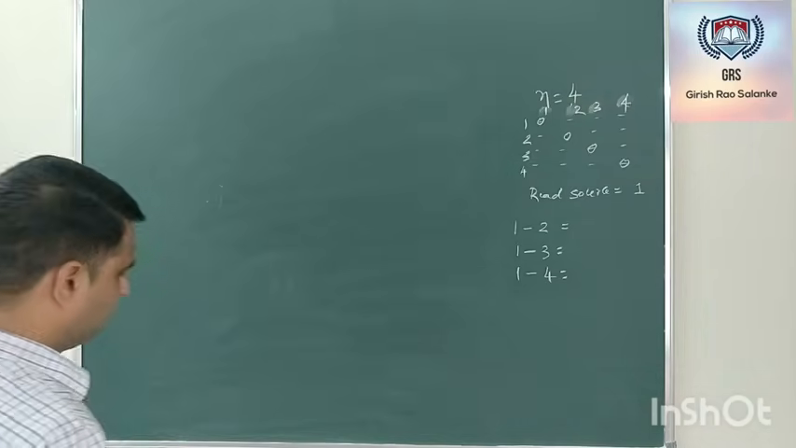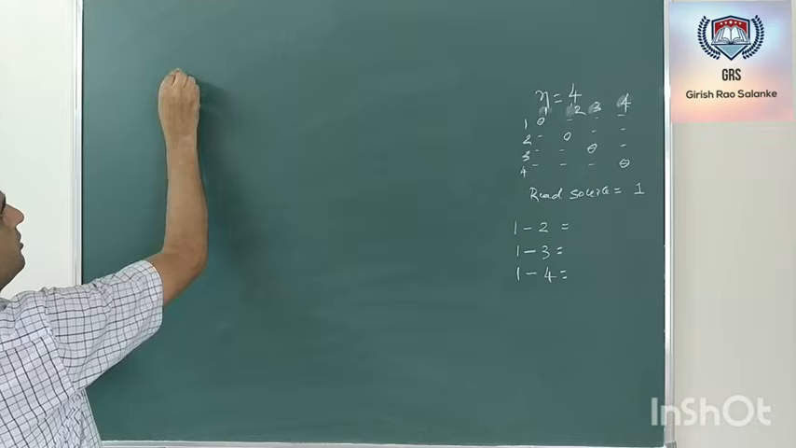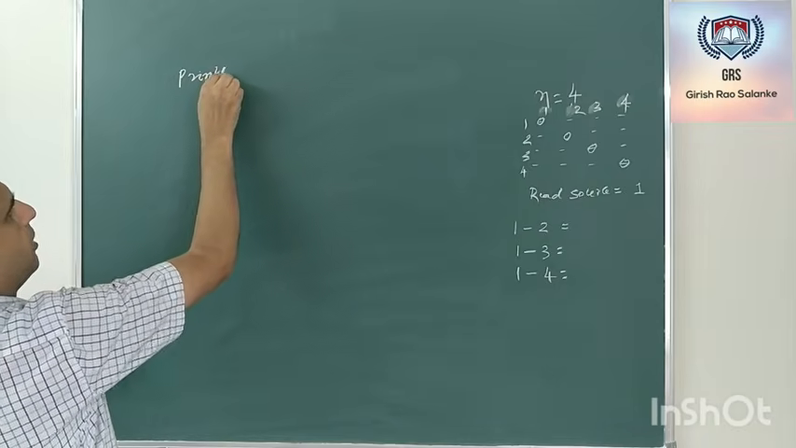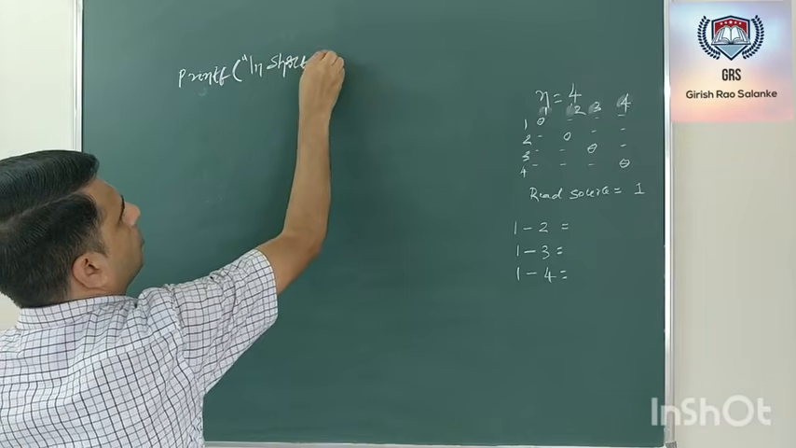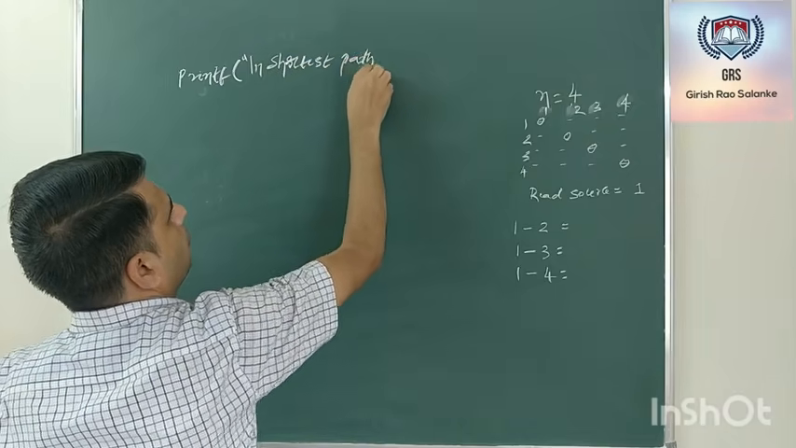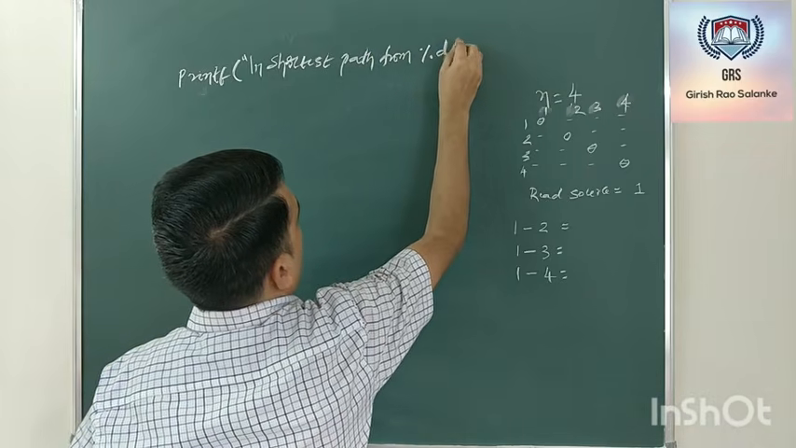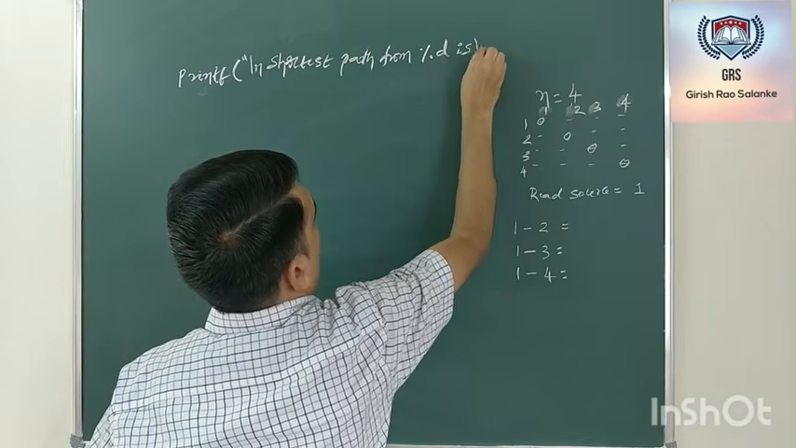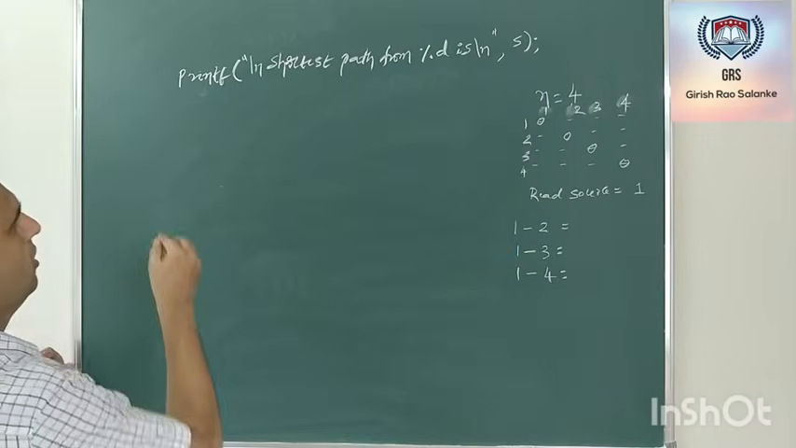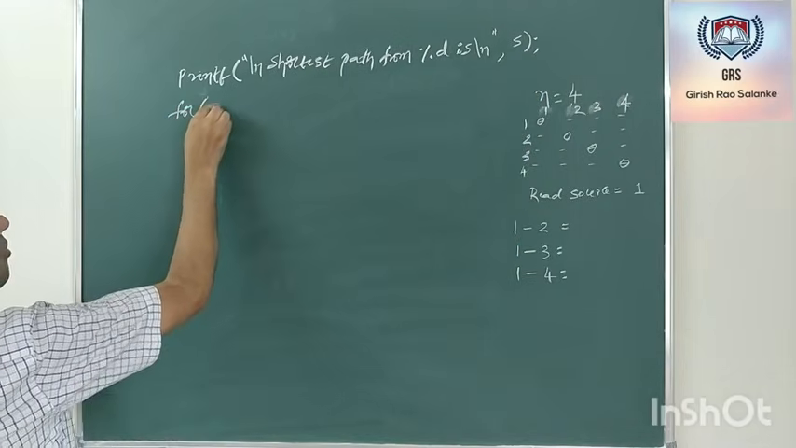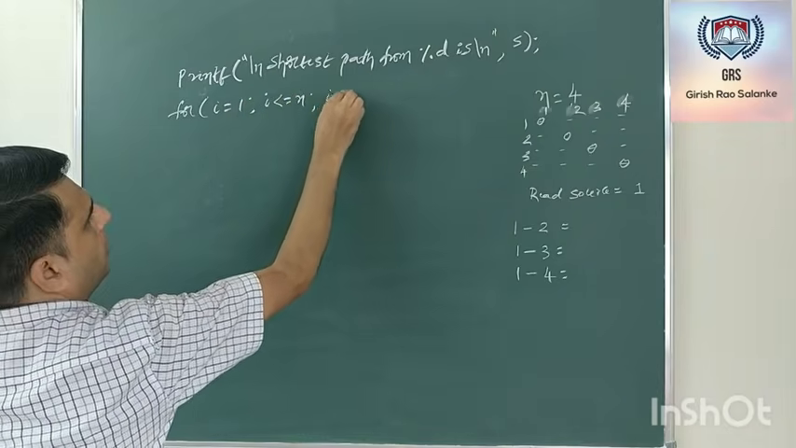Now after calling Dijkstra's, next write a printf shortest path from percentage d is. Now what is this percentage d? This percentage d is my source vertex, s. Now take a for loop for i is equal to 1, i less than or equal to n, i plus plus.